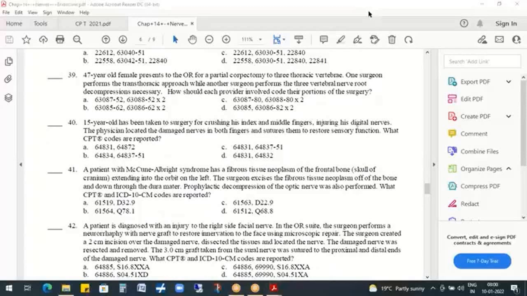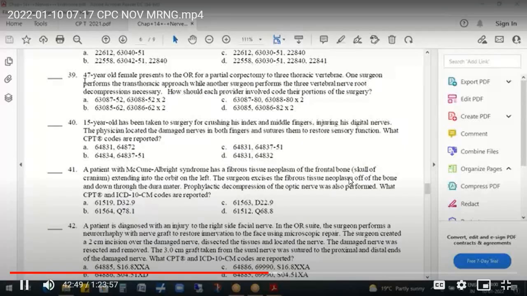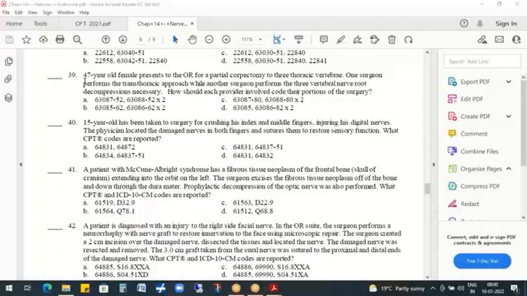Now question number 40. Who will explain this question? Usha, can you explain question number 40? What is going on in the question? Remaining people you can do. A 15-year-old has been taken to surgery for crushing his index and middle fingers, injuring his digital nerves. Underline what are the nerves involved here: digital nerves.